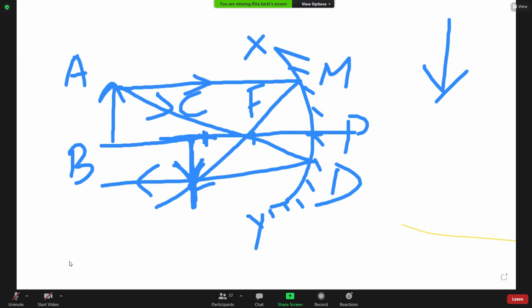Whereas when the object is kept beyond the center of curvature, the image will be formed between the center of curvature and the principal focus, as you can see in the picture itself. So the image will be formed between the center of curvature and the principal focus.